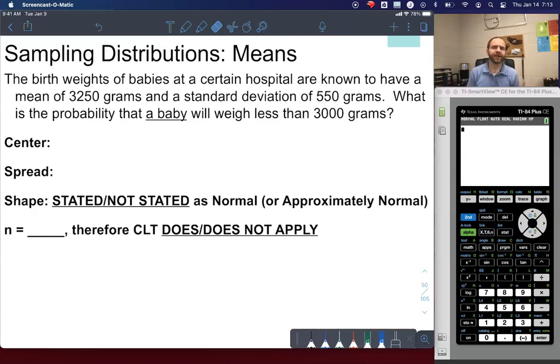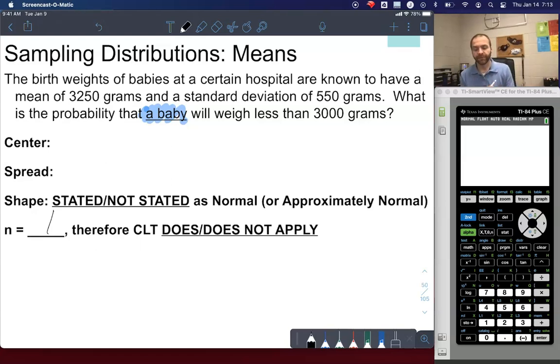So the birth weights of babies at a certain hospital are known to have a mean of 3,250 grams and a standard deviation of 550 grams. What is the probability that a baby, and realize that right there, a baby, that means I have a sample size of 1. A baby, 1. What is the probability that it will weigh less than 3,000 grams? Now, we're not being asked to calculate this. We're just being asked to practice reading the prompt. What's the shape, what's the center, what's the spread, and can I apply the central limit theorem?